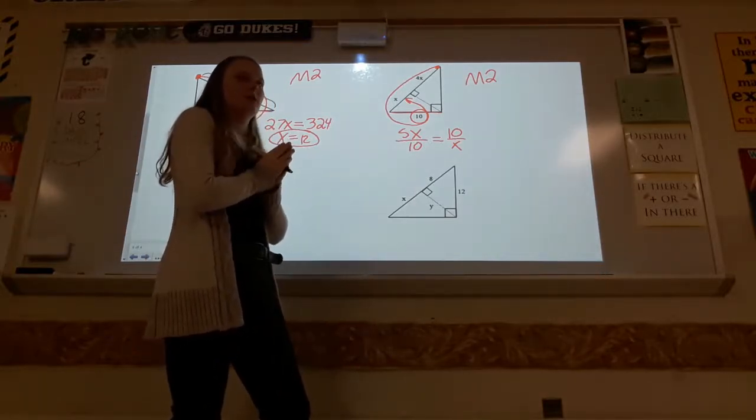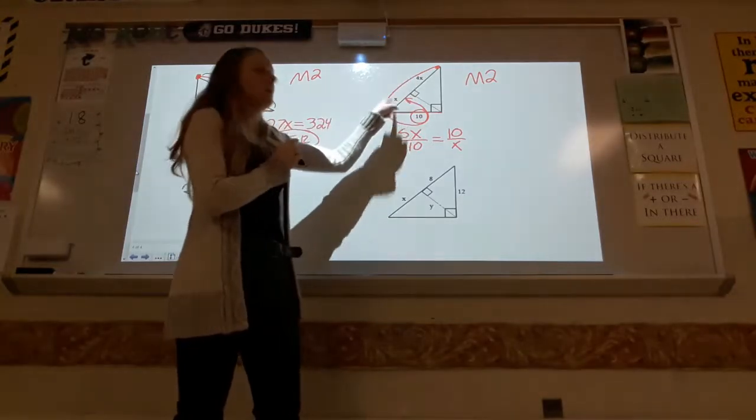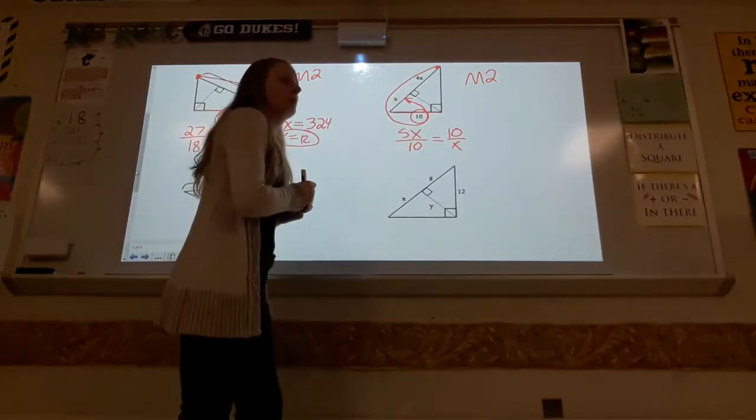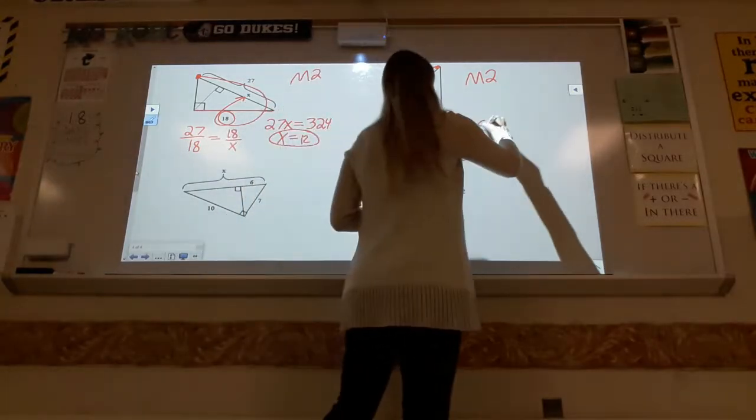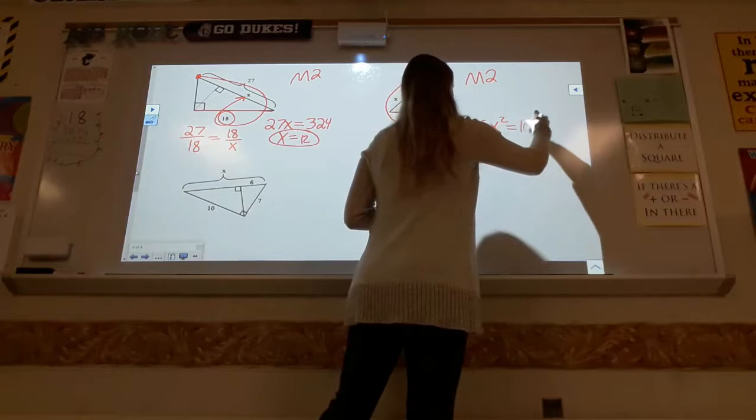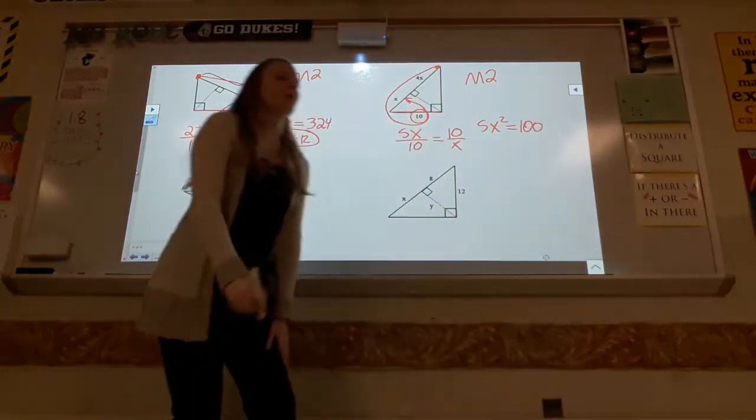How would I solve this? Isn't it 4x? Nope, 4x plus x. Would it add 5x times x? Yes, 5x squared equals 100. Now, please remember your algebra. What do I do next?